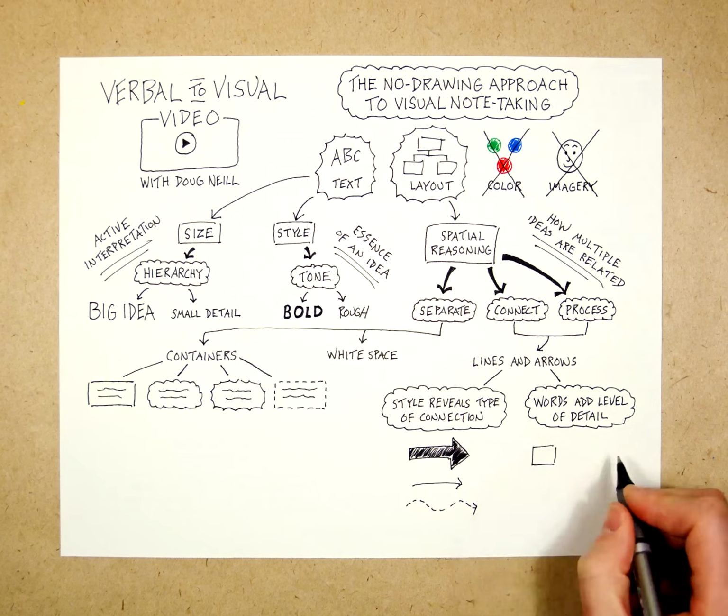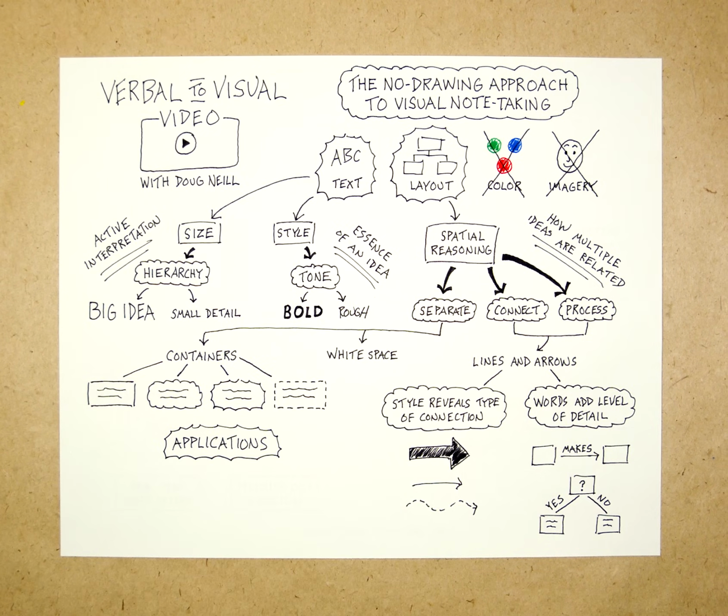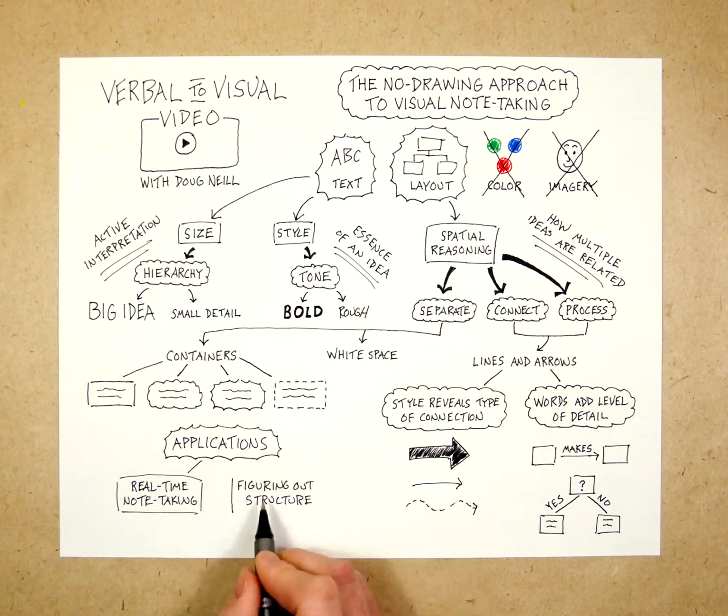That can add a bit more context and clarity related to the connection that you're trying to demonstrate. I think that this no drawing approach to visual note taking can be used in a variety of settings, but I wanted to share two specific applications that I have found to be useful: real-time note taking and figuring out structure. And I'm going to show you examples of each of those from my own experience.